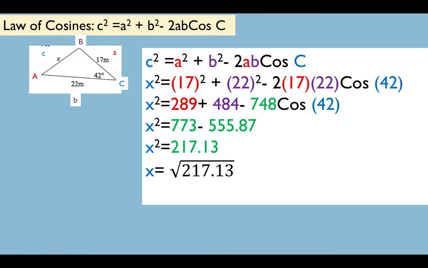Using your calculator, you're going to put the square root of 217.13, and you can round it to the hundredths place. I got 14.74 as the length of x. By the way, it makes sense and it's reasonable that 14.74 is near 22 meters and also near 17, so it's not very off. It's a reasonable answer. So this was an example of how to use the law of cosines to find the missing side.